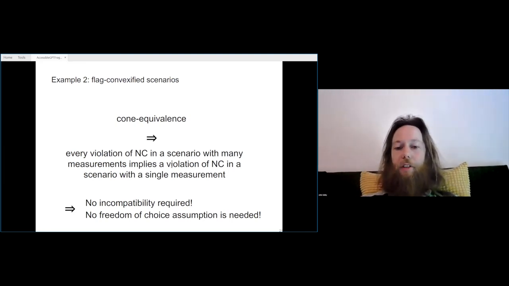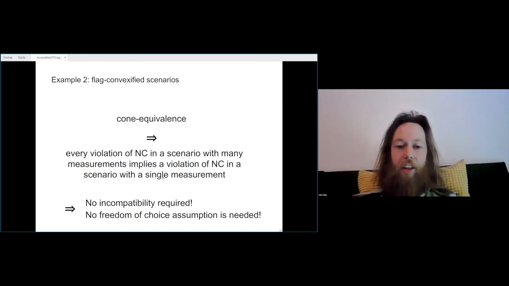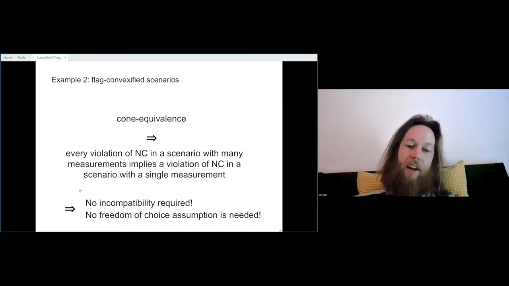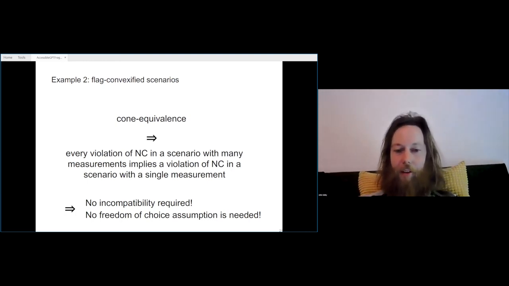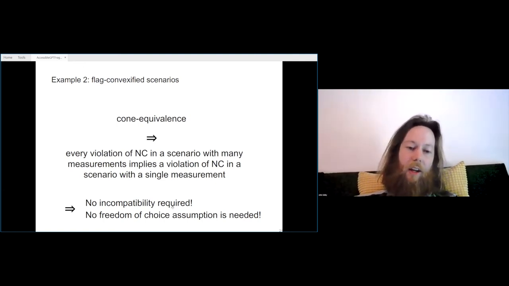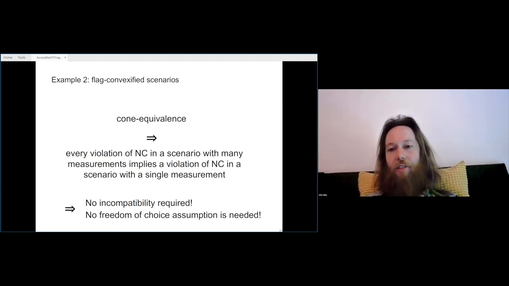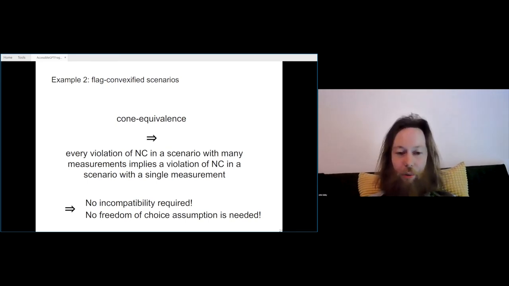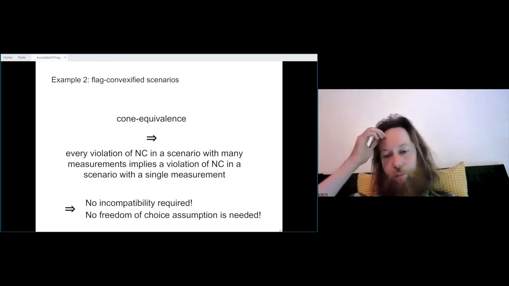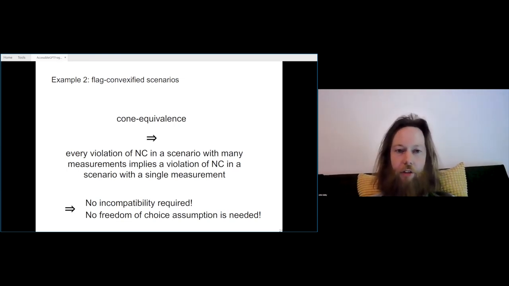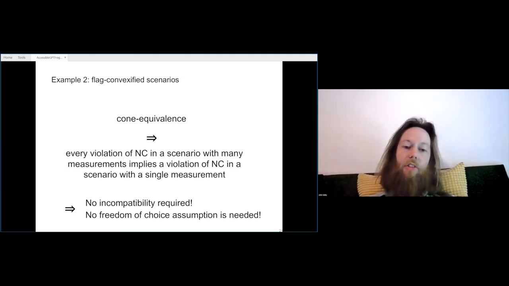But this new scenario only has a single measurement. So in particular, if we've only got a single measurement in the scenario, then we definitely don't have any incompatibility in the scenario anymore. We've got a single measurement, but it's trivially compatible with itself. So we don't need any incompatibility to see generalized contextuality either. And similarly, if we've got no settings, then there's no need to have any sort of freedom of choice. There's nothing to choose, so this just becomes totally irrelevant. So again, we see quite a stark distinction here between what's necessary in an experiment to see generalized contextuality versus what we know is needed for, say, Bell non-locality or for Cavalcanti-Spekkens contextuality as well.